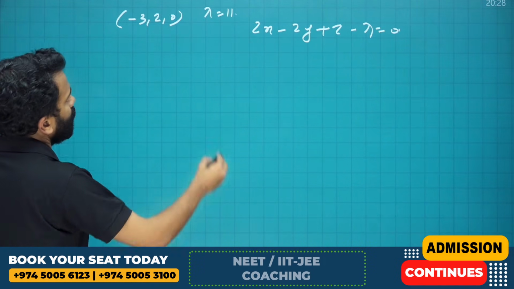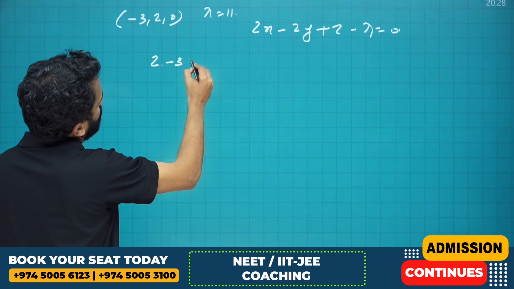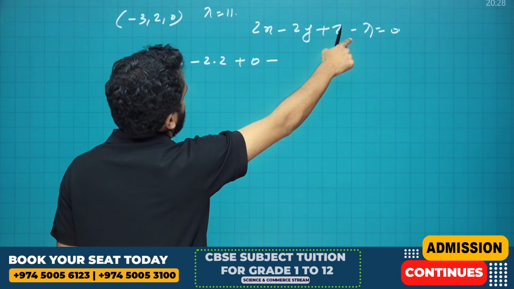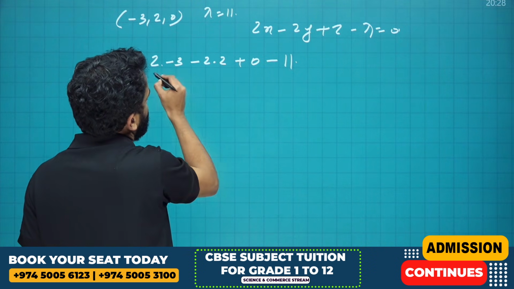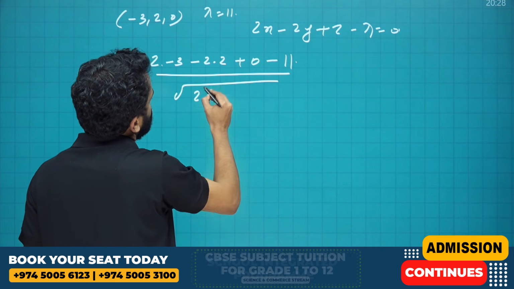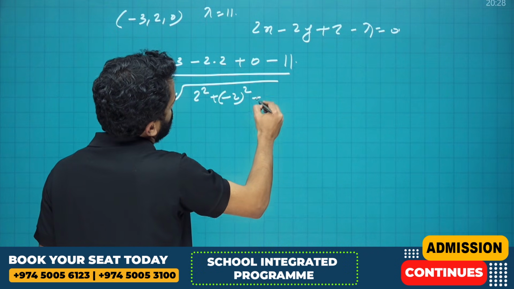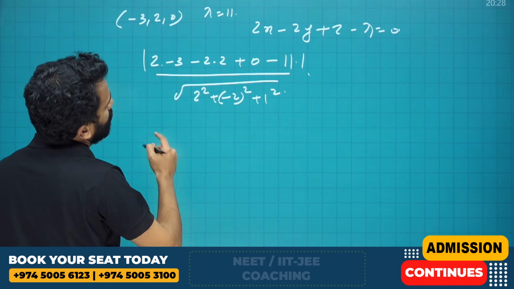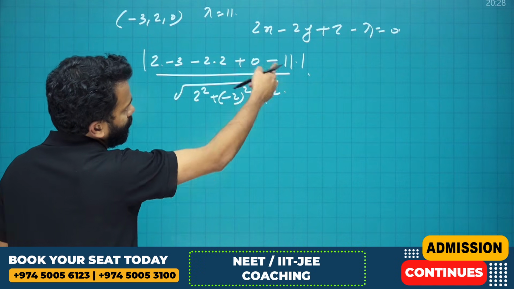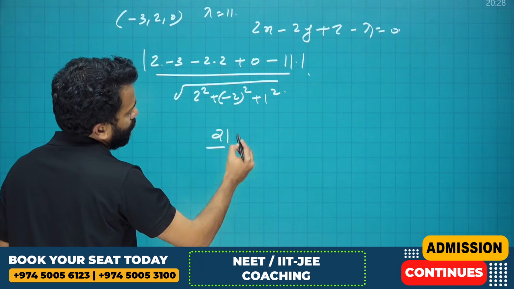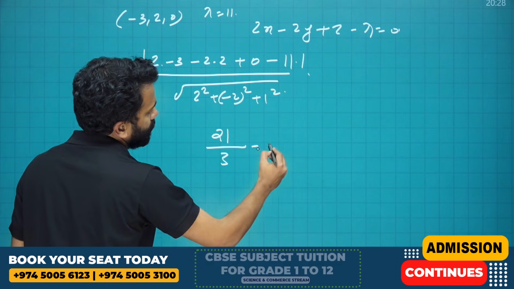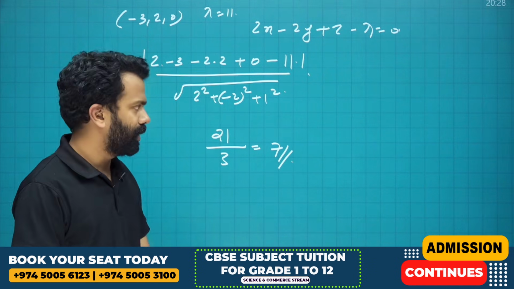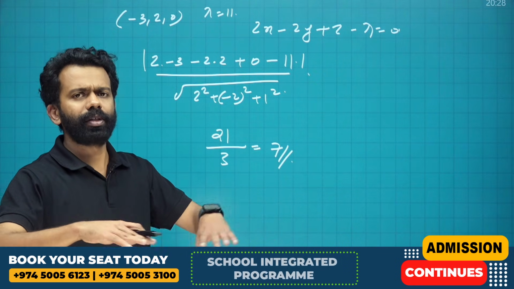Let's substitute the values here. You will get 2 into minus 3 minus 2 into 2 plus 0 minus lambda. And what is the value of lambda? 11. Just substitute that value, and here you will have 2 square plus minus 2 square plus 1 square, the respective coefficients. That is, this is minus 6, minus 4, that is minus 10, minus 21, that is 21, 21 divided by 3, that is equal to 7. 7 is the shortest distance from that point to the plane. Okay, that's all. If you know the basics of all of the topics, it's very easy.